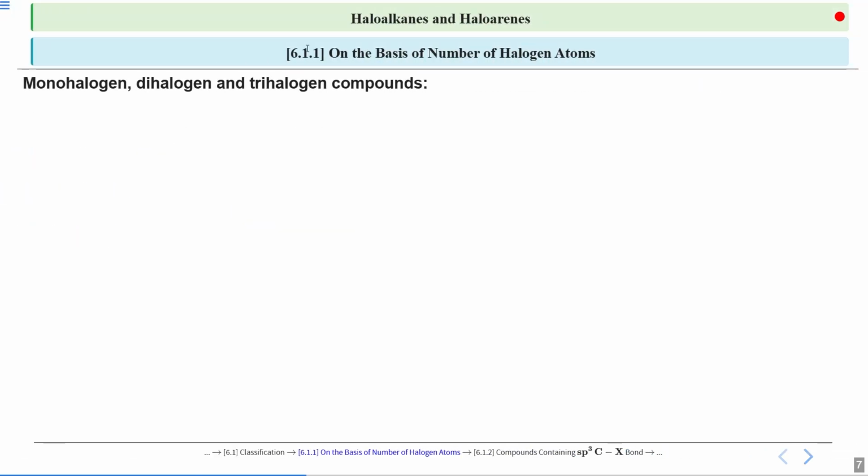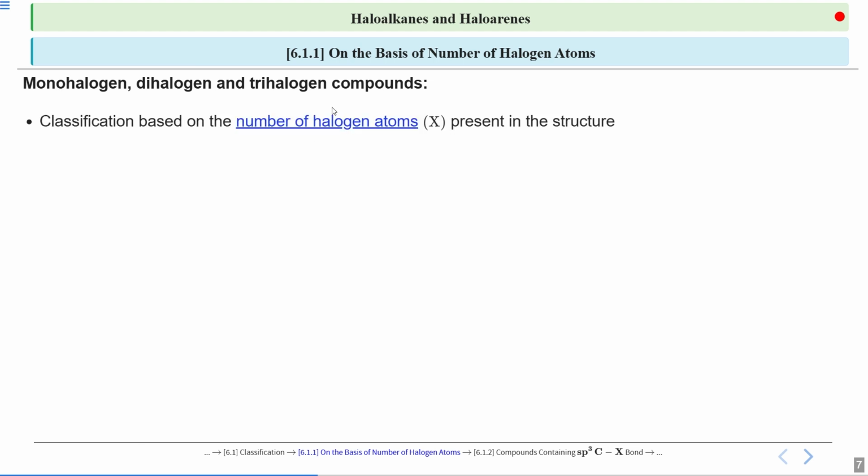Let's talk about our section 6.1.1, that is on the basis of the number of halogen atoms. In this, monohalogen, dihalogen and trihalogen compounds, what are these? As the name says, mono means single, di means double, and tri means three, right? With mono, there is one halogen. With di, there are two halogens. With tri, there are three halogens.